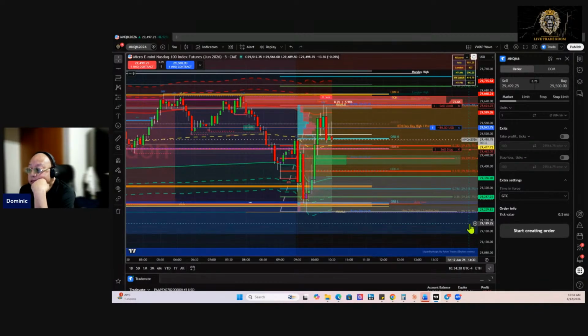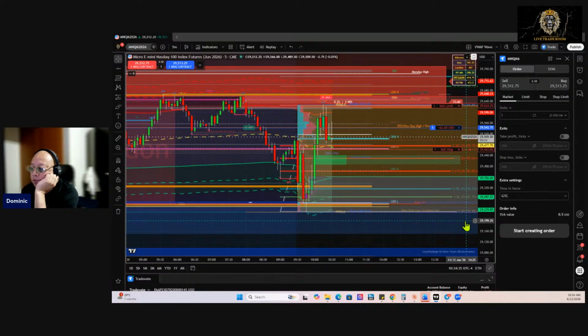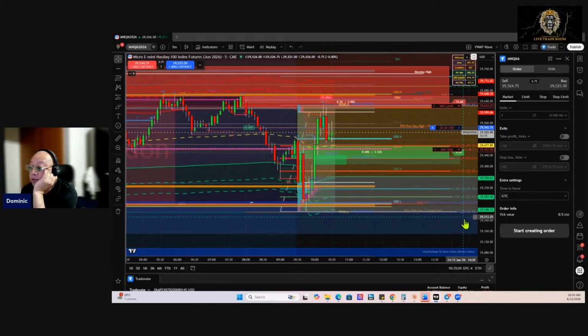And this may continue coming down. 30 seconds. See, look at this. I'm trying to play that border. 20 seconds. There it is. Created a liquidity pool right there.